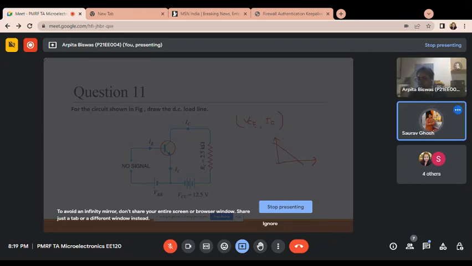Okay, you're right. Your answer is right. Someone, have you understood it? How to calculate the DC load point?